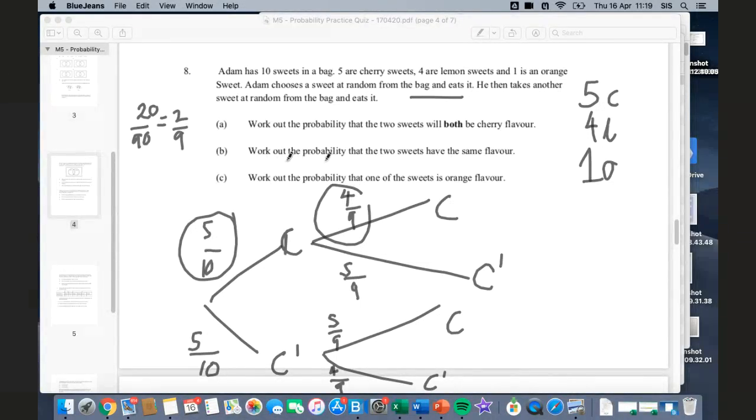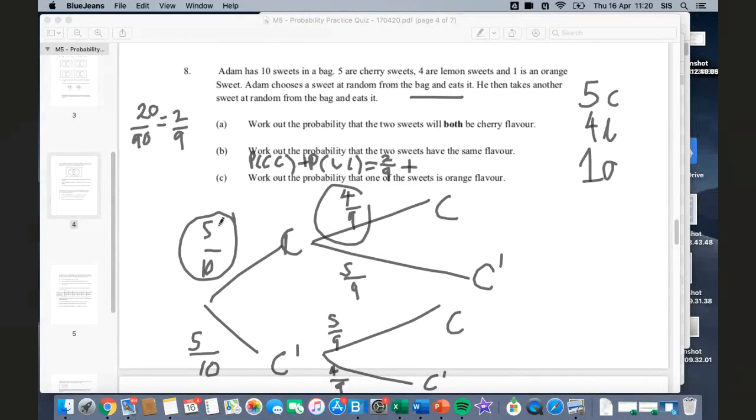Part B, work out the probability that 2 sweets have the same flavour. Now, I'm not going to draw a tree diagram for this, but I'm going to write out a full mathematical statement. Probability of cherry and cherry, probability of orange and orange. Well, you can see you can't get to orange, so we're going to ignore that one. Or the probability of lemon and lemon. So we've already worked out the probability of cherry and cherry, that's 2/9. So all we need to do now is work out the probability of lemon and lemon.